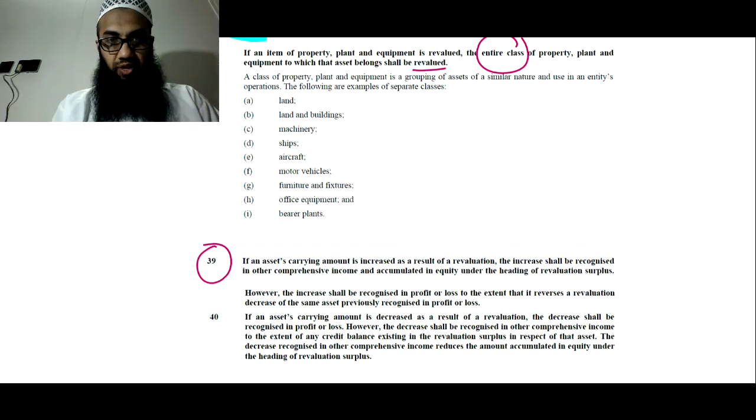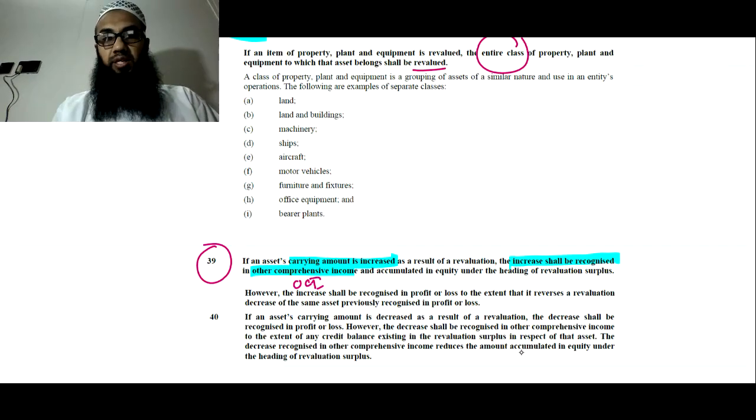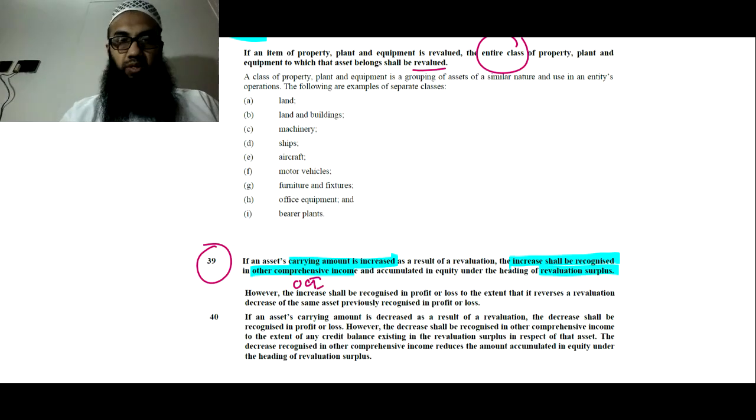If the carrying amount is increased as a result of revaluation, the increase shall be recognized in other comprehensive income (OCI) and accumulated in equity under the heading of revaluation surplus. However, the increase shall be recognized in profit and loss to the extent that it reverses a previous decrease. This will come afterwards in this question.